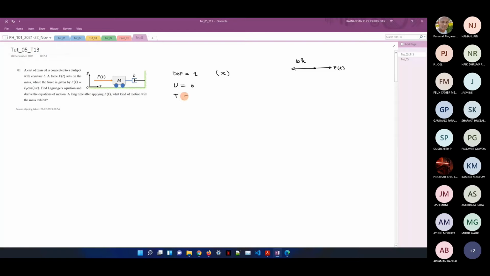Now let us write the kinetic energy. So kinetic energy will be half m x dot square. Okay, I will be writing m for that. So this is the kinetic energy. So what will be the Lagrangian? Lagrangian will be simply half m x dot square. We have still not incorporated this F(t) and B x dot.